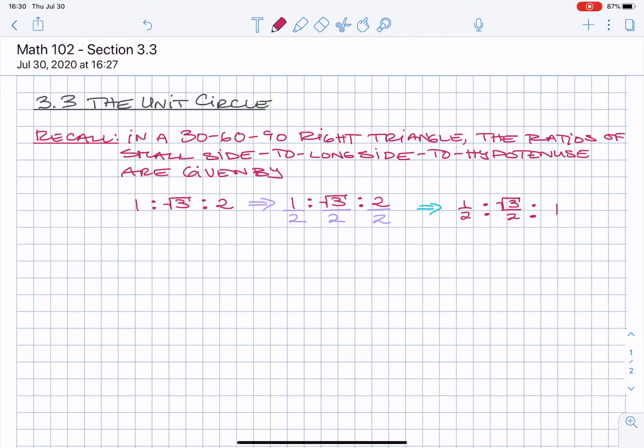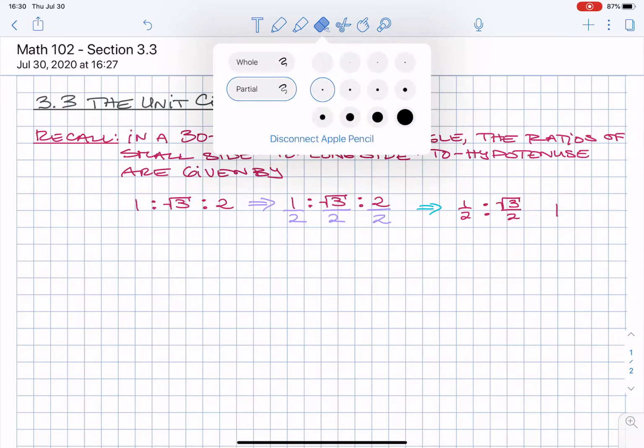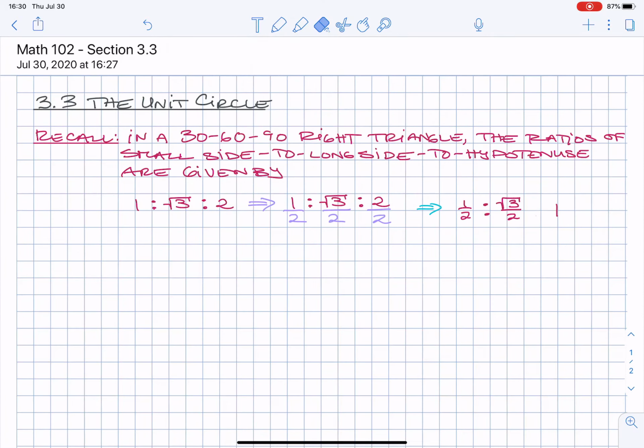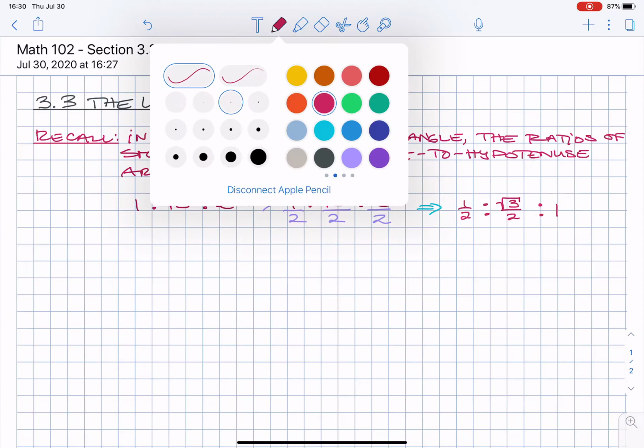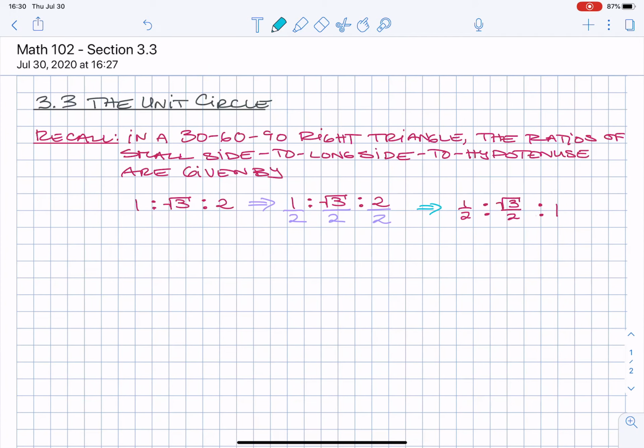If you're savvy, you might recognize some of these numbers from when we were doing our trig charts, but don't worry about that. So 1/2 to root 3 over 2 to 1 is the ratio if the hypotenuse is 1.